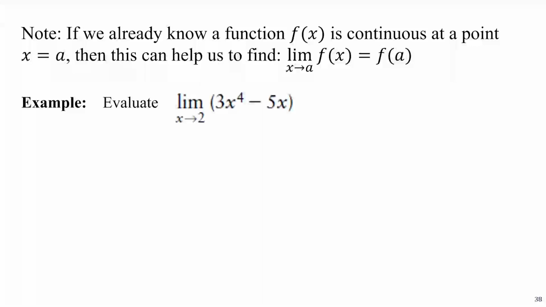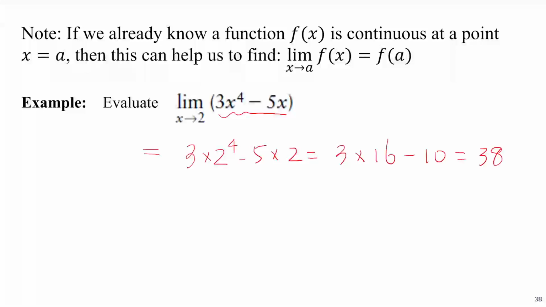Okay, let's have a look at the solution. So first of all, we know this is a polynomial function. A polynomial function is continuous anywhere in its domain, right? So apparently this function is also continuous at x equals 2. So we can use this property to help us to evaluate that. So basically the limit of that function when x approaches 2 should equal the image of that function when x equals 2, right? Therefore that equals 3 times 2 to the power 4 minus 5 times 2. And that gives us 3 times 16 minus 10. Eventually we have 38, right?